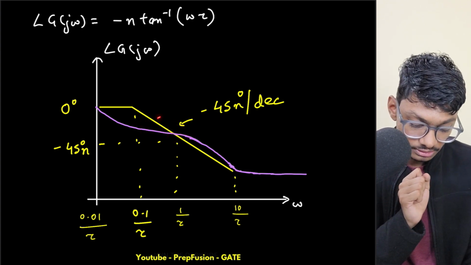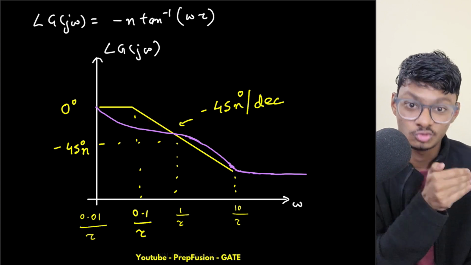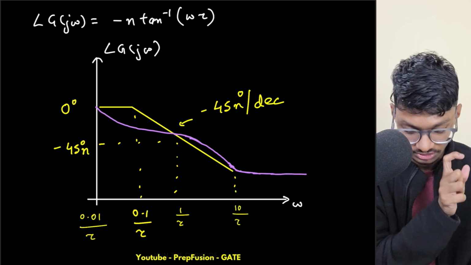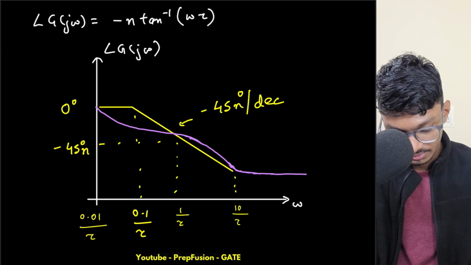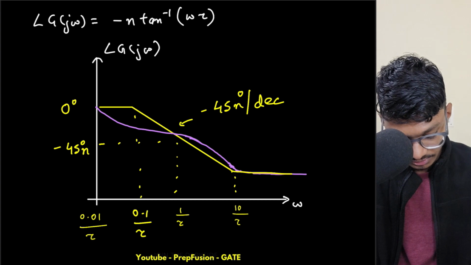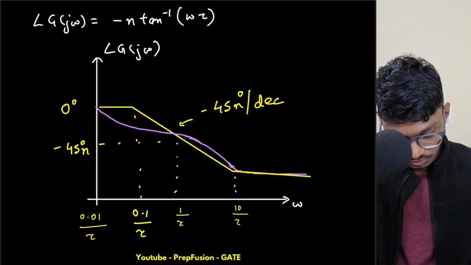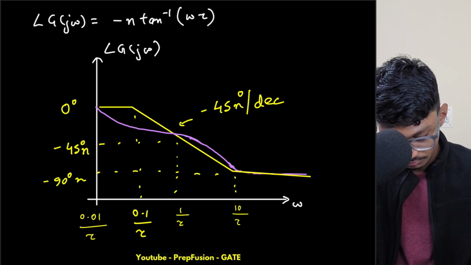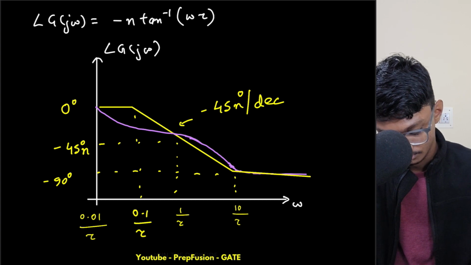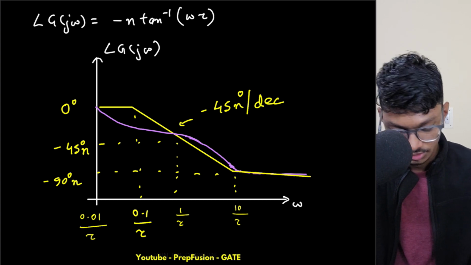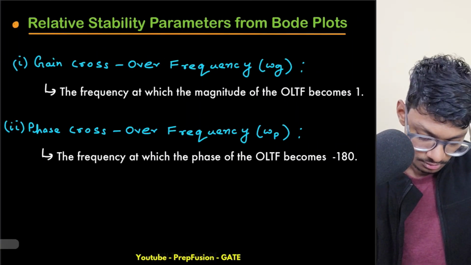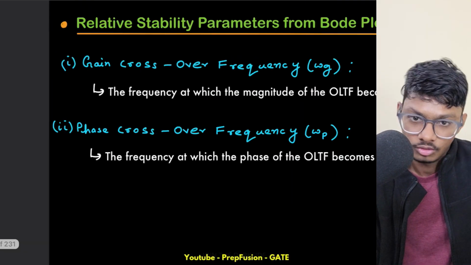Then this approximate plot catches too much, so that's why it goes downwards, and here the error is positive again. It becomes 0 after 10 times the corner frequency, because this one also goes to minus 90 degrees. So this is about the error. That's why this is odd symmetric about the corner frequency.